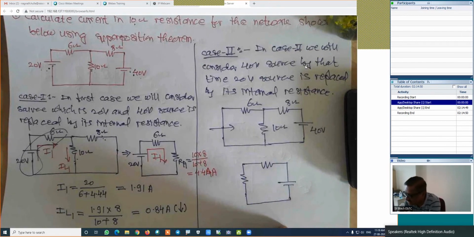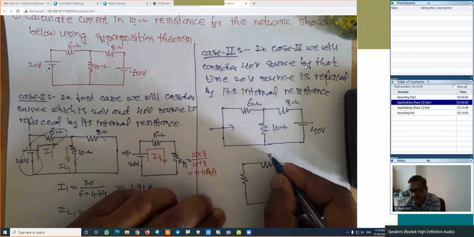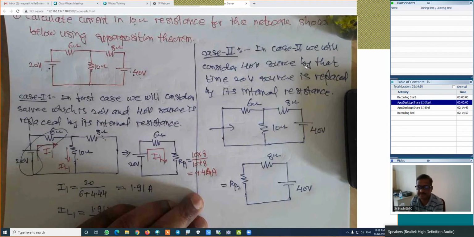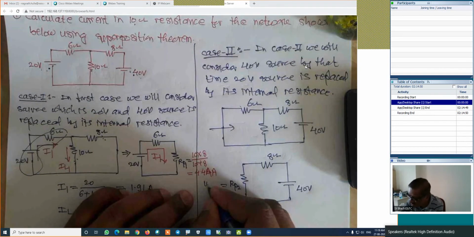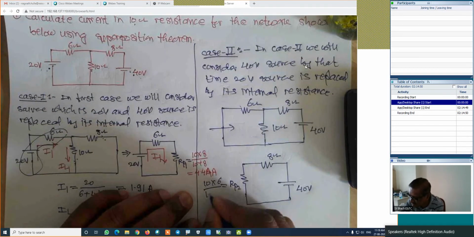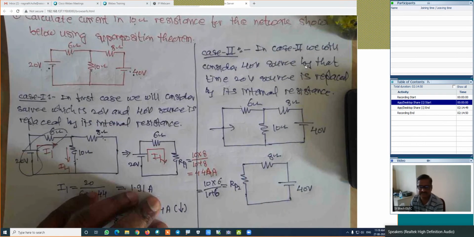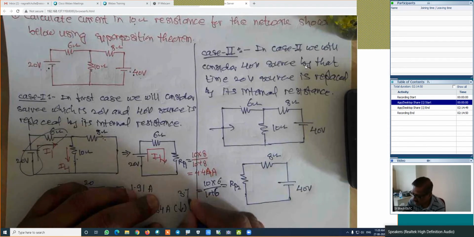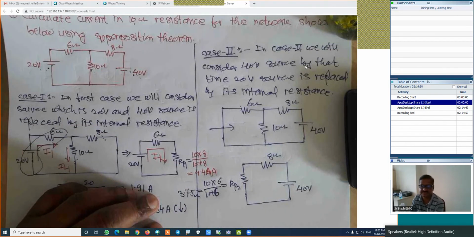So here in this case, this voltage source is the 40 volt. This is 8 ohm. This is RP2 for second case. How much is this value? Parallel combination of these two. That is 10 into 6 divided by 10 plus 6. How much is the value of this parallel combination? 3.75 ohm is the value. Is it right?